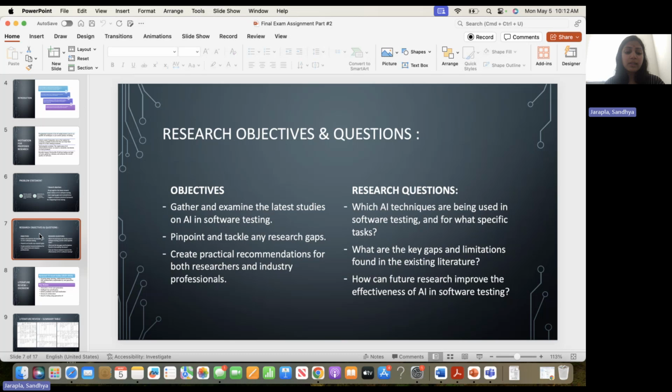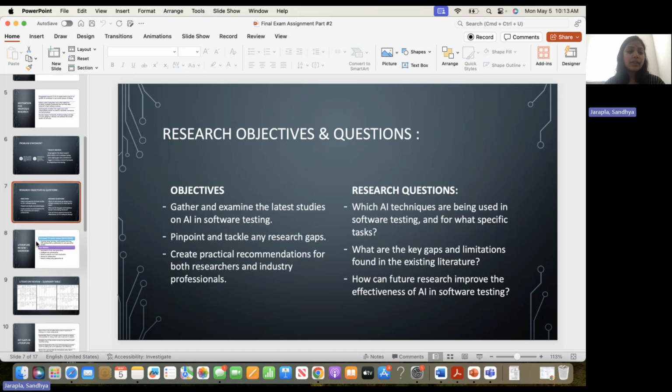So there are three main goals which I would like to address here. I have gathered research between the years 2023 to 2025, collecting the latest data so that it will help me analyze the latest information from it, and I'm identifying the gaps and contradictions and proposing a practical framework for applying AI to testing. And how did I go with my research questions?